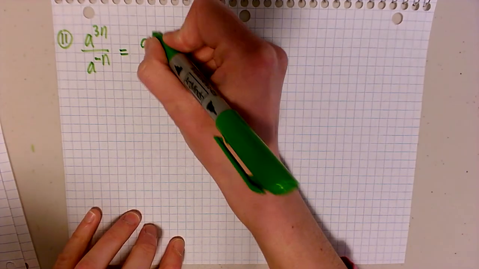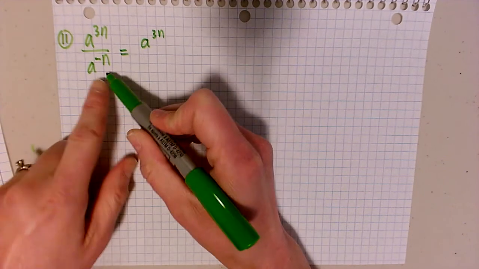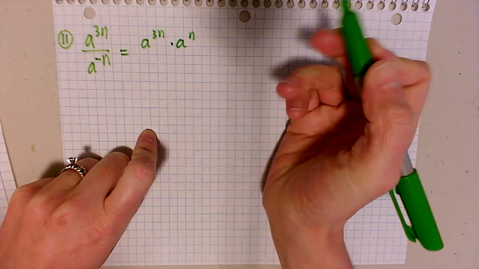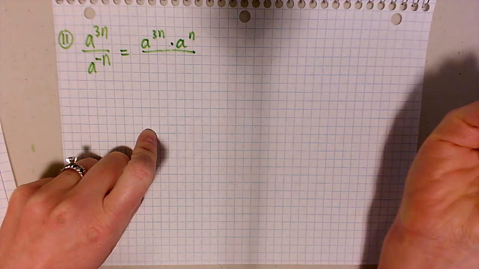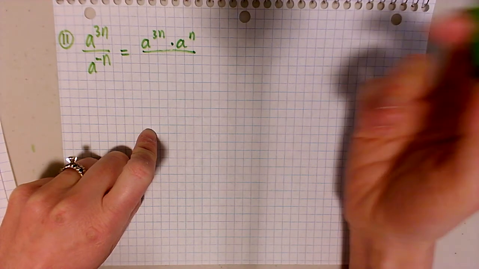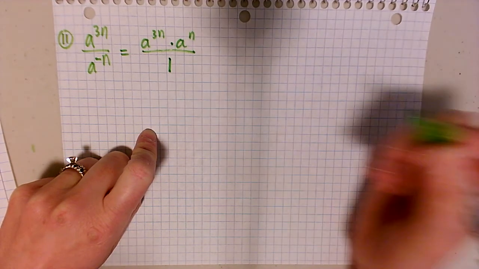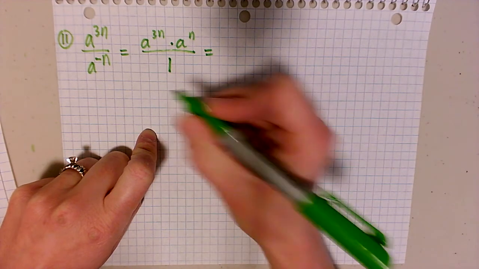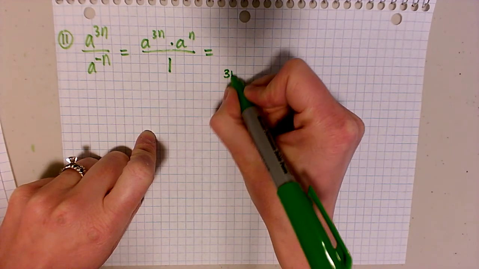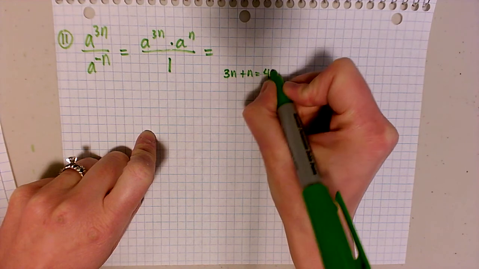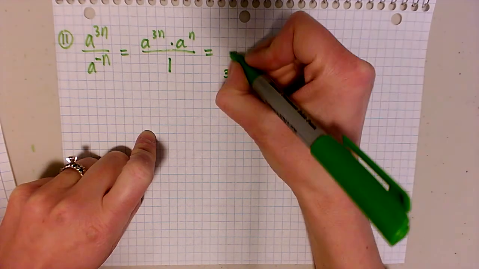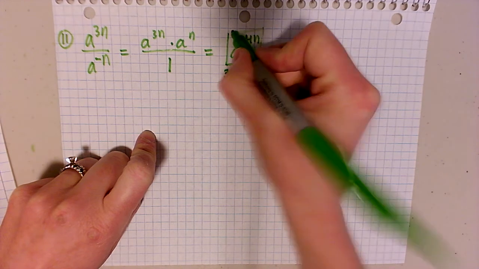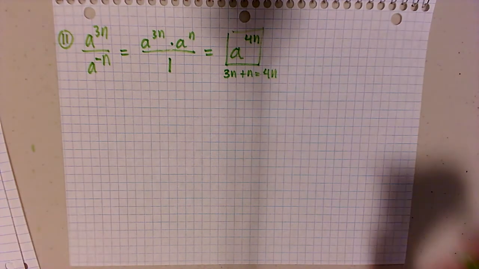So what I could do is I could keep my a to the 3n up top, take this a to the negative n, move that up top, make that exponent positive. Now, I've cleared my denominator. When you clear any part of a fraction, it just turns into 1. So then what we can do, if we're going to be multiplying these, we add our exponents. So then you want to think to yourself, well, 3n plus n, that gives me 4n. So that's your new exponent on a. So your answer is just a to the 4n. Okay.